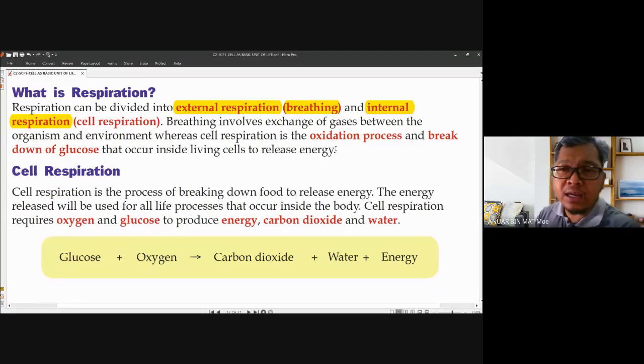And then after we get the oxygen, we remove what type of gas?